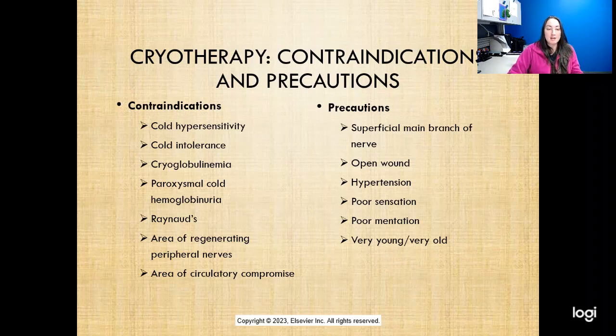And then if a peripheral nerve is regenerating in an area, you have to be careful about knowing that. How do you know that? I would definitely look in the chart and see what type of surgery they did and if they had any notes about anything like that. Not something that I've come across a lot. That's something that I'm not sure you would always know, so just be cautious about that. And then areas where the circulation is compromised. If already there's decreased blood flow to the area, you don't want to decrease it more. Precautions, a superficial main branch of a nerve.